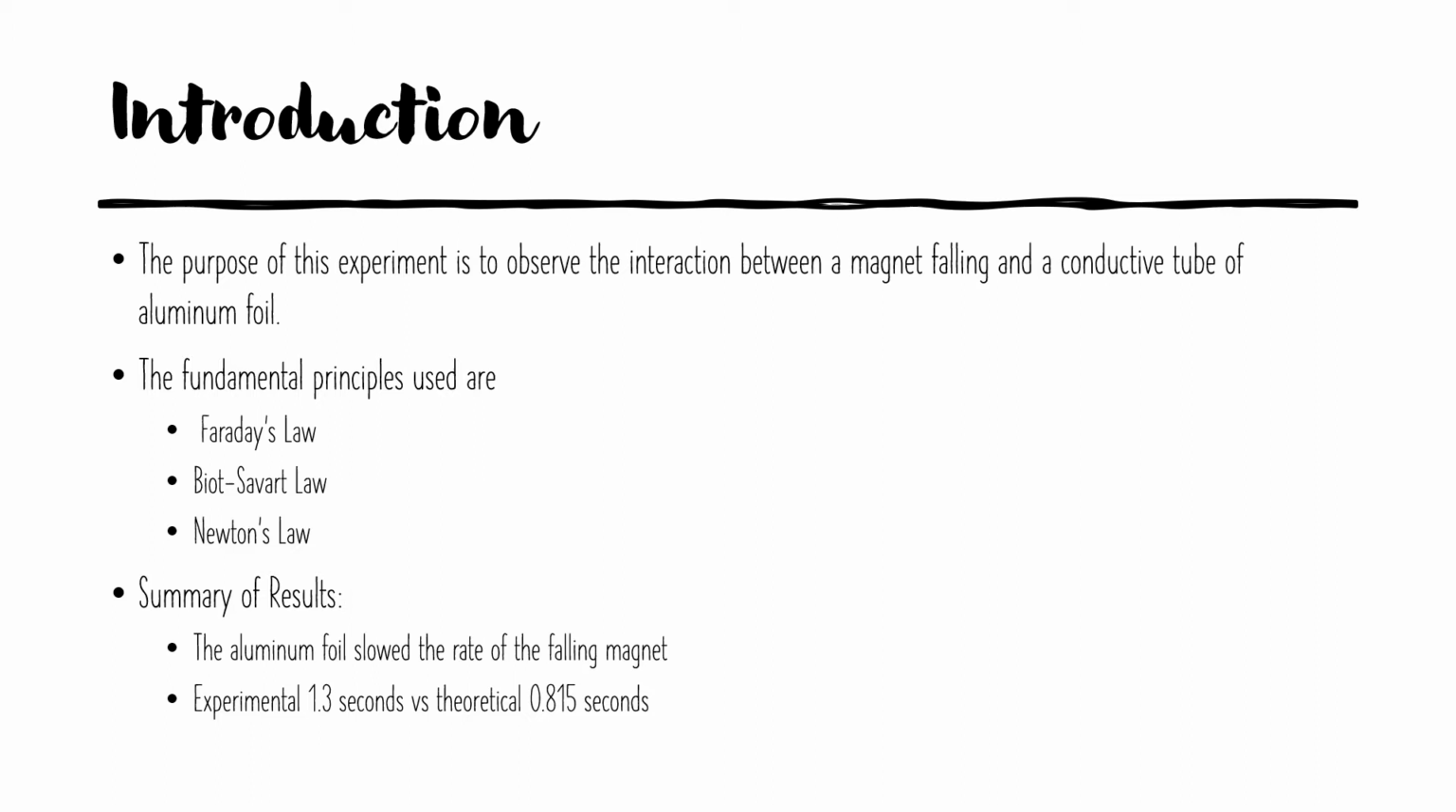For the result, the experimental one has a time of 1.3 seconds versus 0.815 seconds for the theoretical. It was noticed that the aluminum foil slowed the rate of the falling magnet.